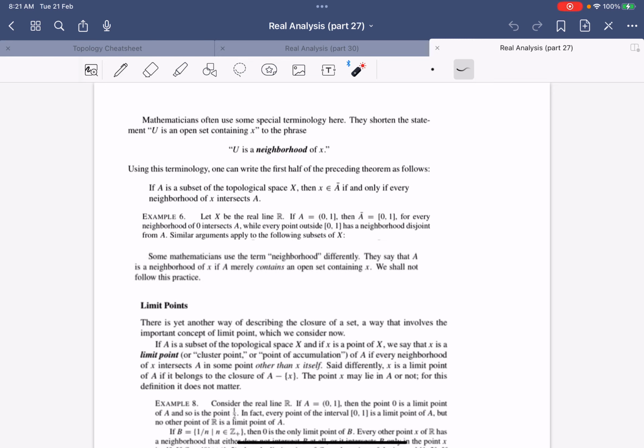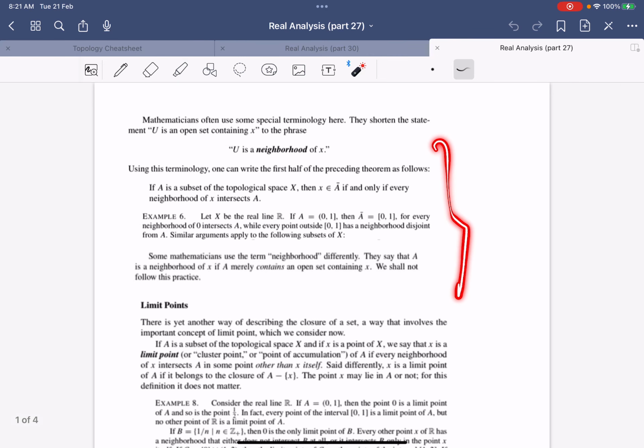So let's just take some examples. For example, X is the real line, then A is this half interval, A bar is this closed interval, because every neighborhood of 0 intersects A, while every point outside this has a neighborhood disjoint from A.